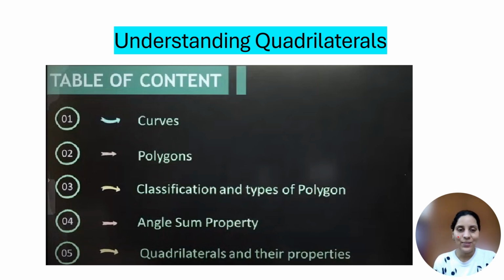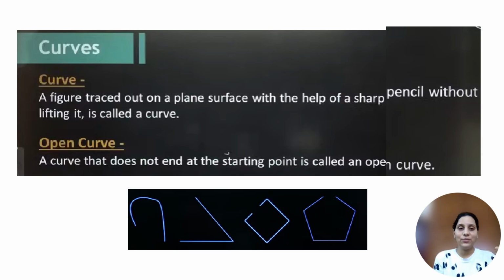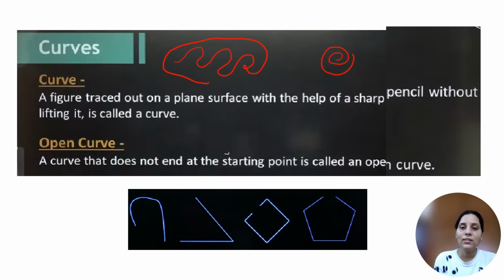Now, let's get started. First, what is a curve? A figure traced out on a plane surface. A plane surface is, let us take an example, the whiteboard that you see. With the help of a sharp pencil, without lifting it, what you draw is called a curve. So you can draw anything without lifting it. So this is a curve. I am not lifting. Similarly, this is another curve. These are all curves. I am not lifting the pencil and it is on the plane surface.